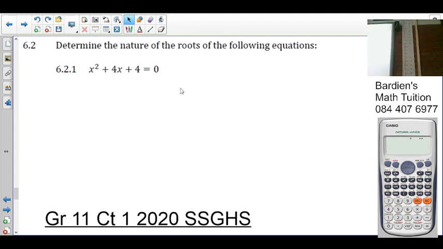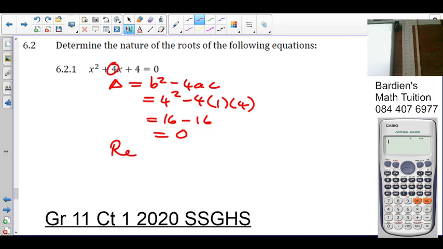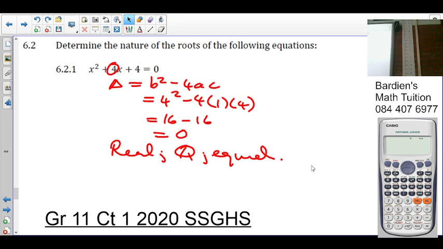Number 6.2.1, determine the nature of roots of the following. Normally it says without solving the equation. So nature of roots is dependent on delta, which is b squared minus 4ac. What's your b value? 4. So it's 4 squared minus 4 times 1 times 4, which is 16 minus 16, which is 0. If 16 minus 16 is 0, what does that mean? You can say that the roots are real, rational, and equal. That's the only time the roots will be equal, when delta is equal to 0.